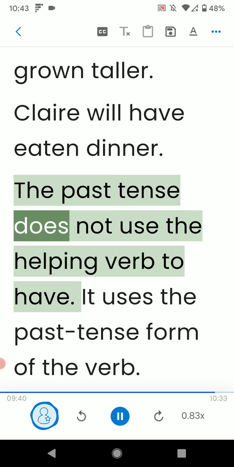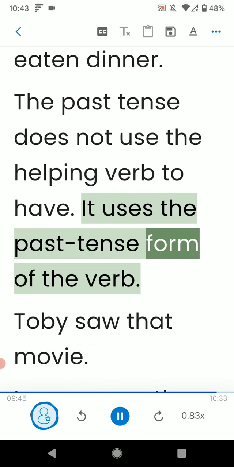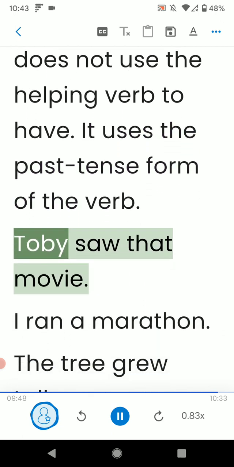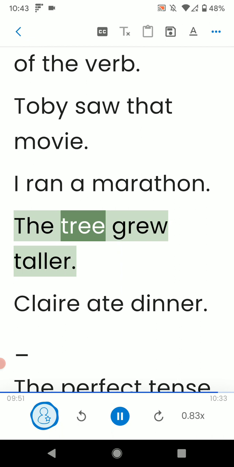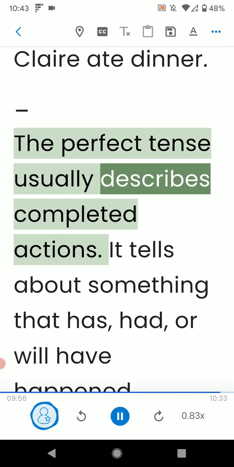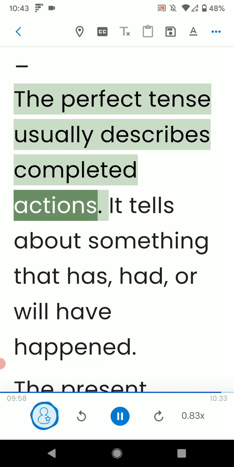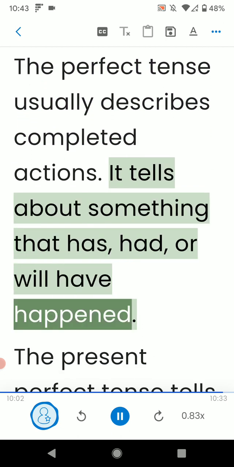The past tense does not use the helping verb to have. It uses the past tense form of the verb. Toby saw that movie. I ran a marathon. The tree grew taller. Clara ate dinner. The perfect tense usually describes completed actions. It tells about something that has, had, or will have happened.